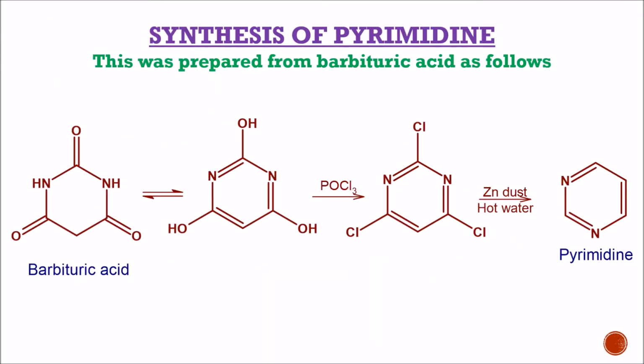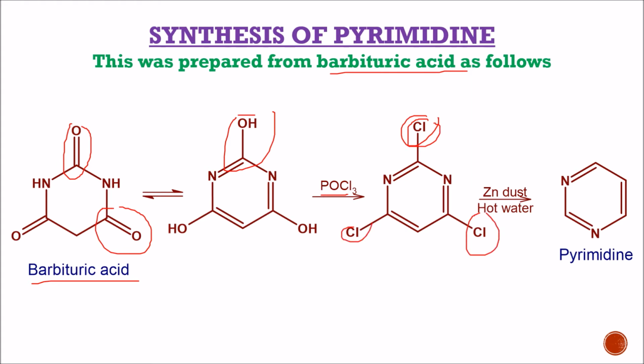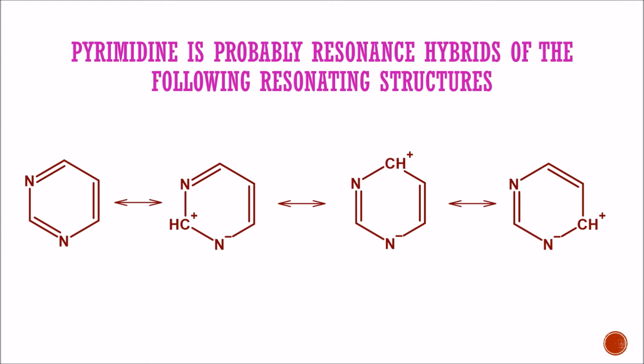Now let us start with the synthesis of pyrimidine. Pyrimidine was prepared from barbituric acid. Here is the structure of barbituric acid. Barbituric acid can be tautomerized and changed to hydroxyl groups. After reaction in presence of POCl3, all the hydroxyl groups are converted to chloride group. Again, in presence of zinc dust and hot water, all the chloride are replaced by hydrogens and forms a pyrimidine structure. Pyrimidine is probably a resonance hybrid of the following resonating structure. So these four are the resonating structures of pyrimidine.